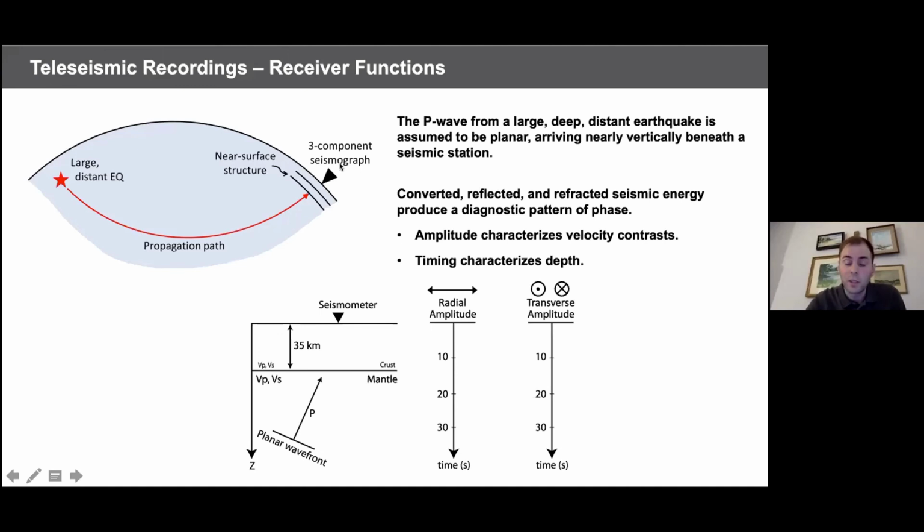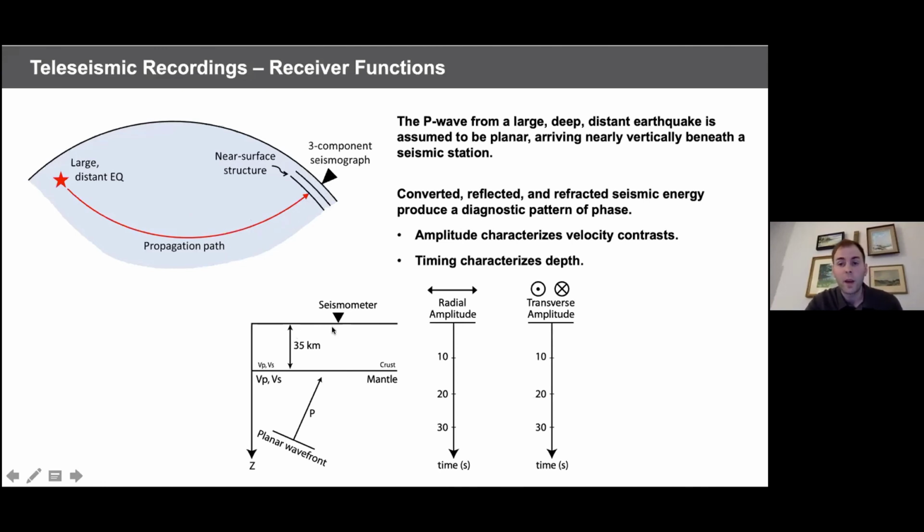So this is on New Zealand. And it will arrive, as we can assume, a planar P wavefront. And that planar P wavefront will interact with all the structure beneath the station and produce converted and reflected and refracted phases that are diagnostic of the structure. And we can use that to infer the structure beneath the station.